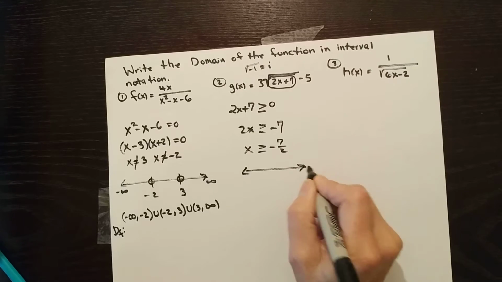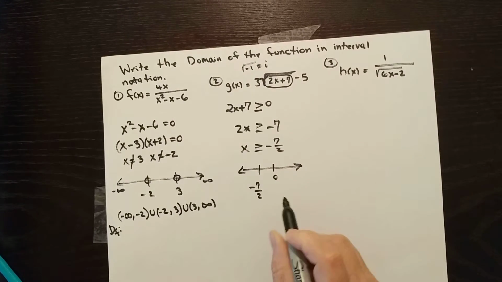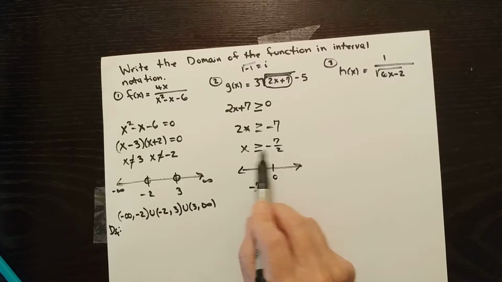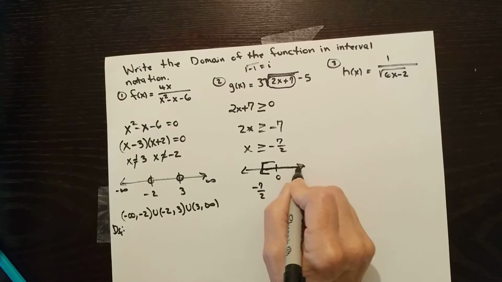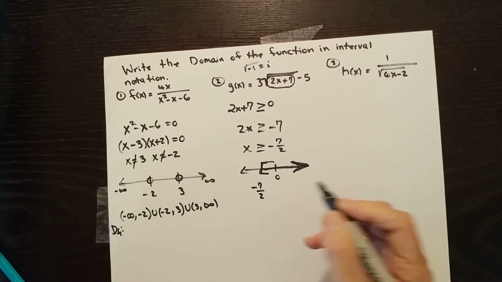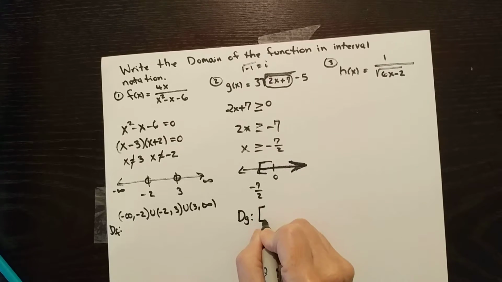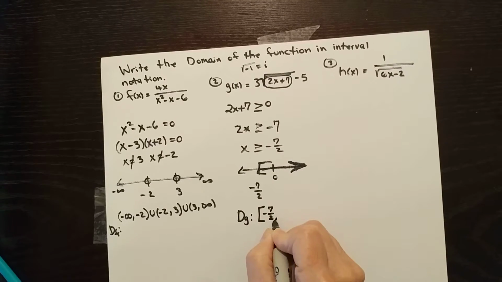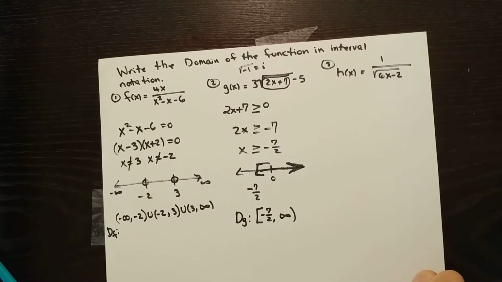Again, you can graph this. So here's 0, maybe here's negative 7 over 2. This says all the x's that are to the right of or equal to negative 7 over 2. So that means from here to here. That is my domain. How I write that in interval notation means I can include -7/2, and I can go all the way to infinity. That's the domain of G.